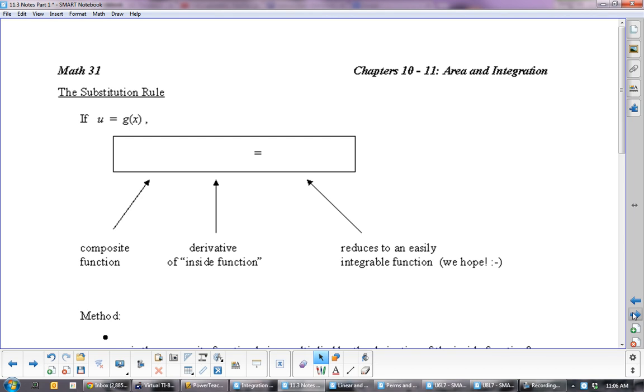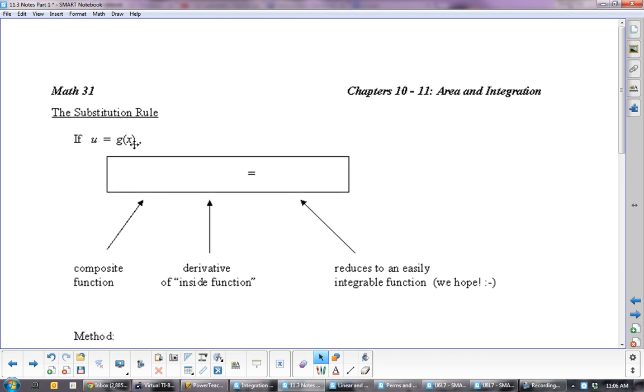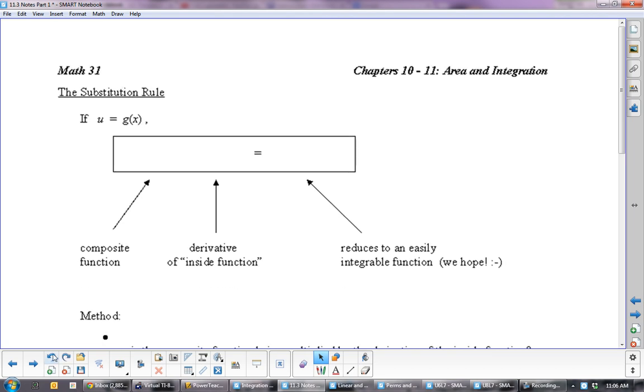Okay, so if we have the integral of f of g of x, meaning there is a function inside, times g prime of x dx, it's the integral of f of u du.